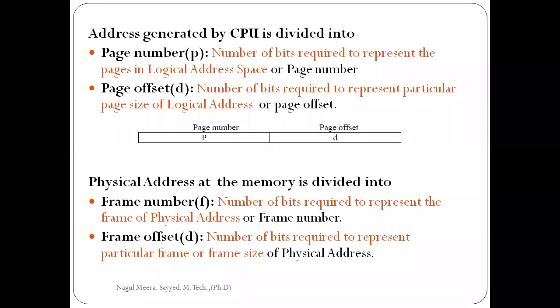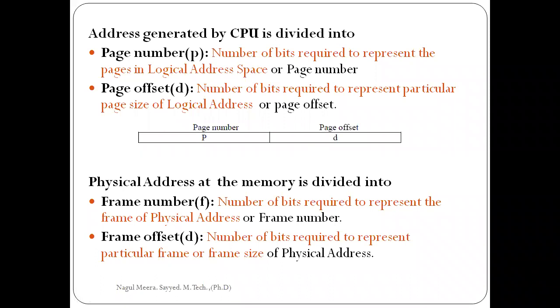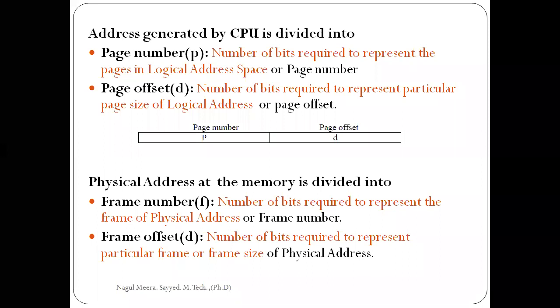Frame number and frame offset are generated at the main memory, in the physical address. The logical address is divided into page number and page offset at the CPU. Same as the physical address, which is divided into frame number and frame offset at the memory.